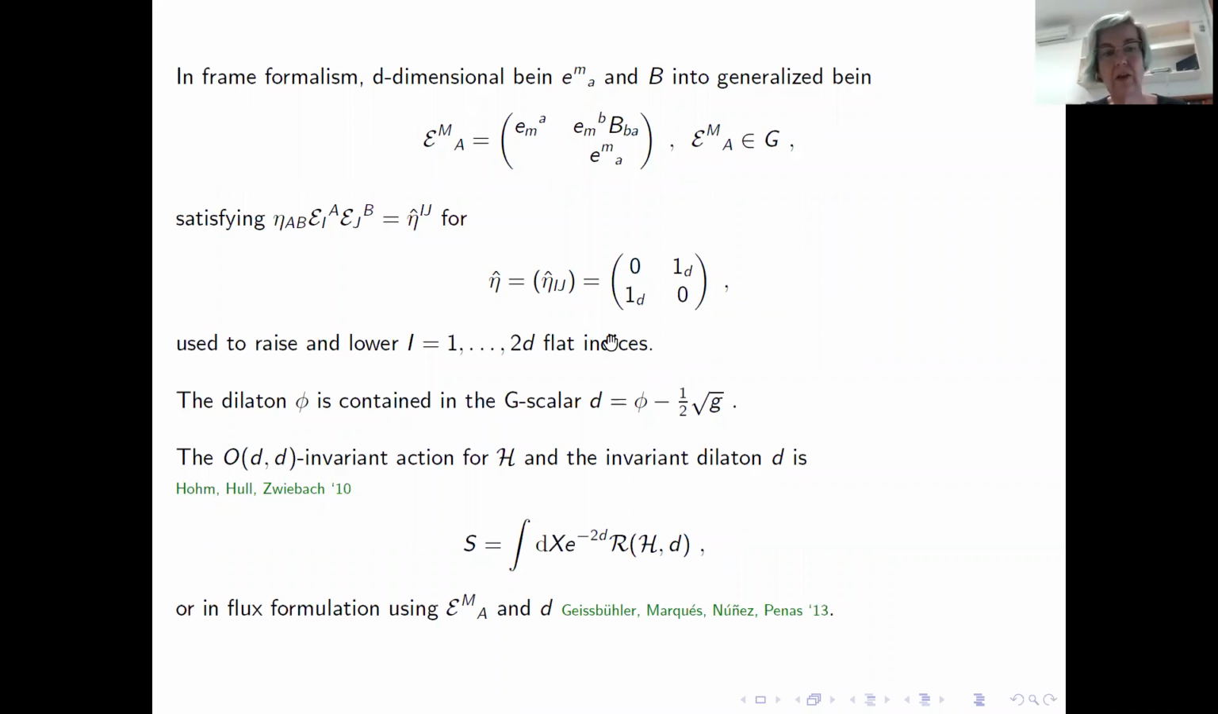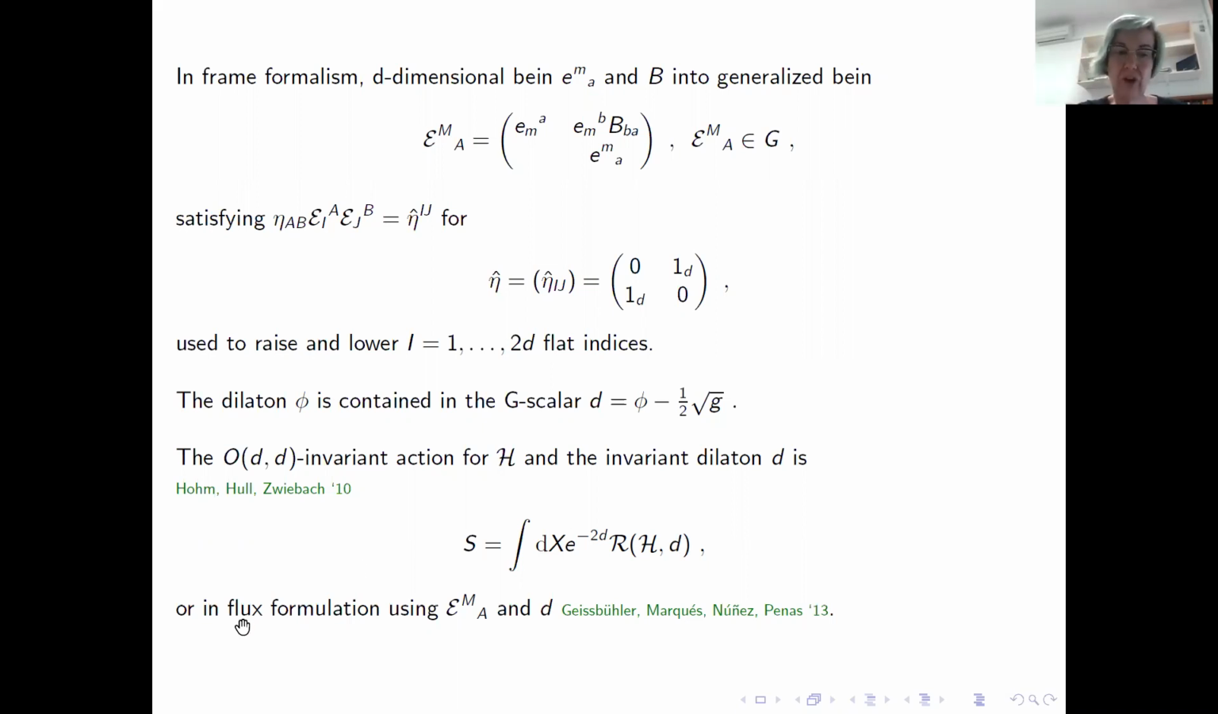And obviously the dilaton can be packaged in the O(D,D) scalar, which is the standard dilaton plus the square root of the determinant of the metric. Once you have packaged your field content in an O(D,D) invariant way, you can write an O(D,D) invariant action in 2D-dimensional space-time. You have the dilaton, and then there is some function, which is very long and not very illuminating, of this invariant generalized metric H and the invariant dilaton d.